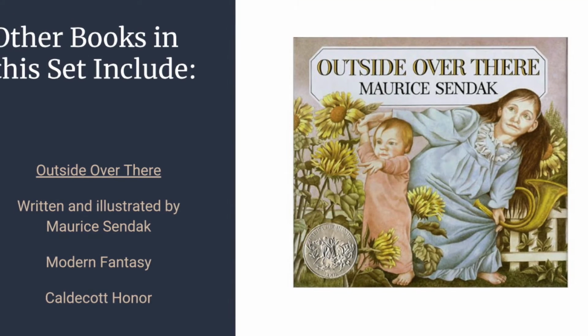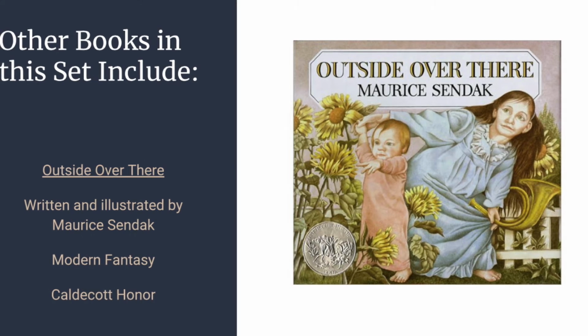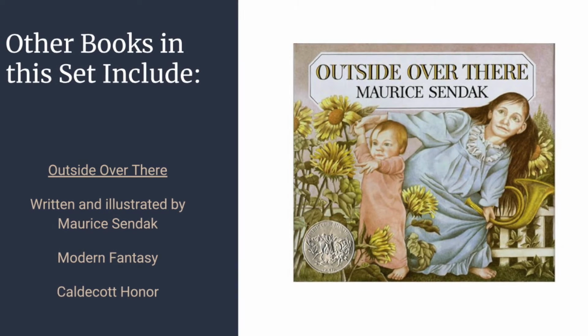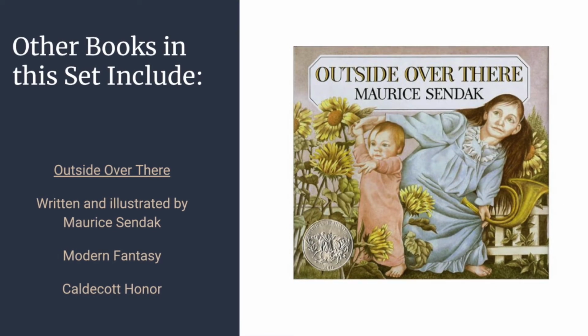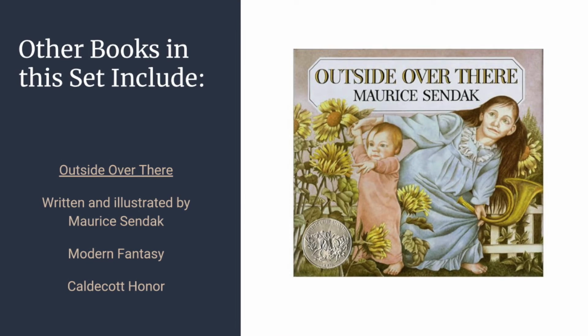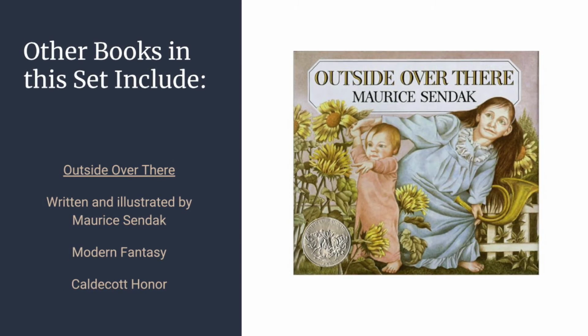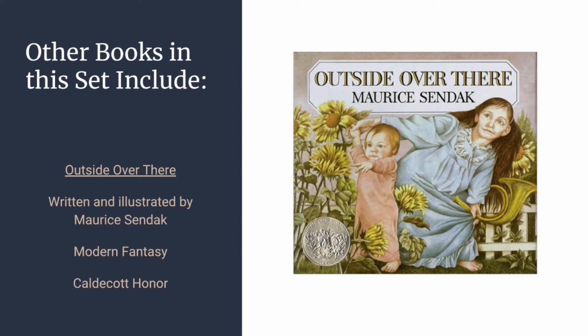Next I have Outside Over There, written and illustrated by Maurice Sendak. This Caldecott award-winning modern fantasy is about a little girl named Ida whose father is out at sea. Ida likes to play the horn while she is supposed to be watching her sister. While her back was turned, Goblin stole her baby sister and took her to the outside over there.